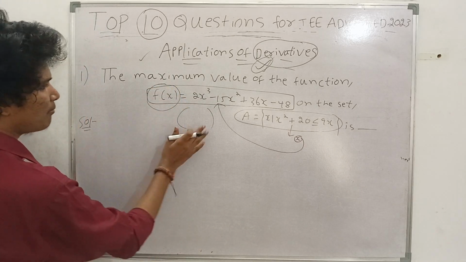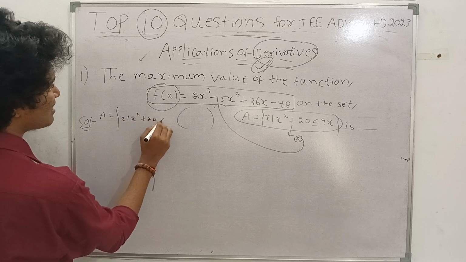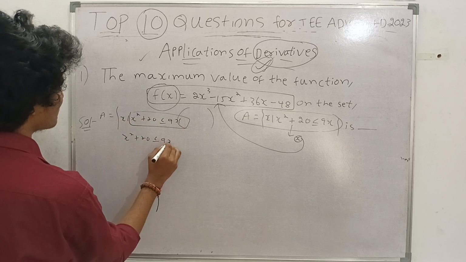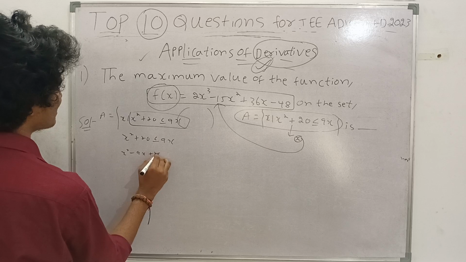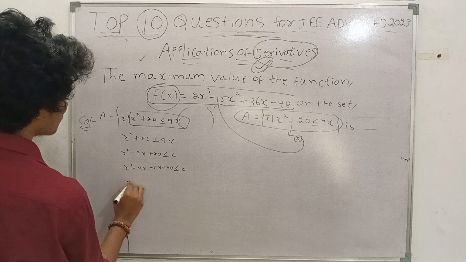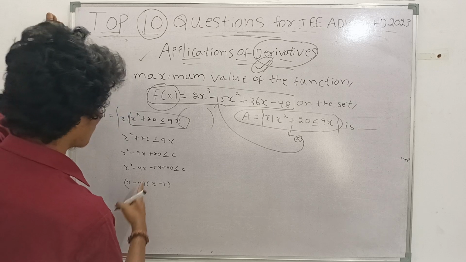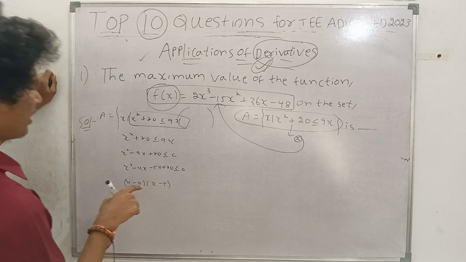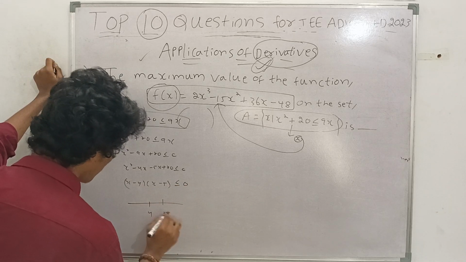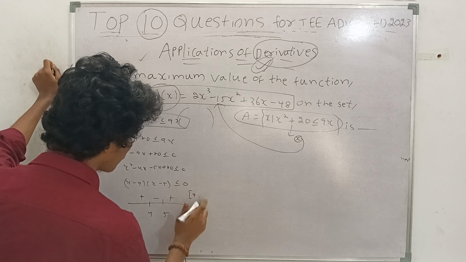So first of all, I am solving this set, that is A equal to x such that x square plus 20 less than or equal to 9x. So x square minus 9x plus 20 less than or equal to 0, x square minus 4x minus 5x plus 20 less than or equal to 0. So x minus 4 into x minus 5 less than or equal to 0. If you take the wavy curve method, it will be 4 and 5, plus minus plus, so it will be 4 to 5, that is 4 comma 5.